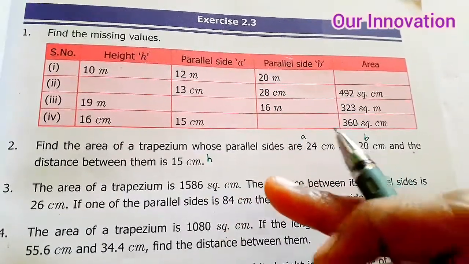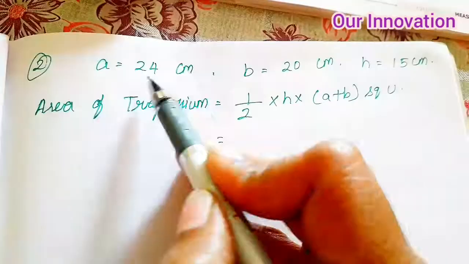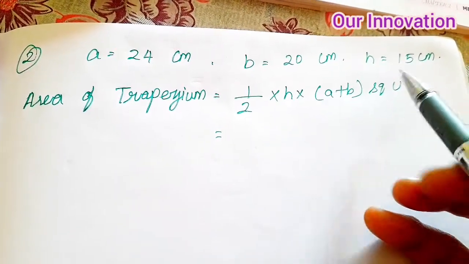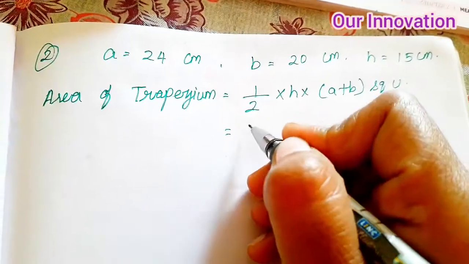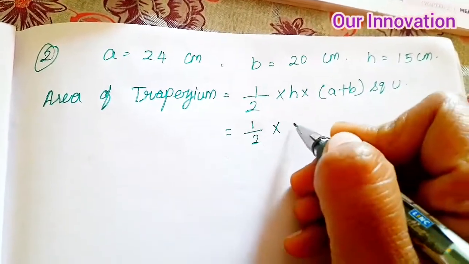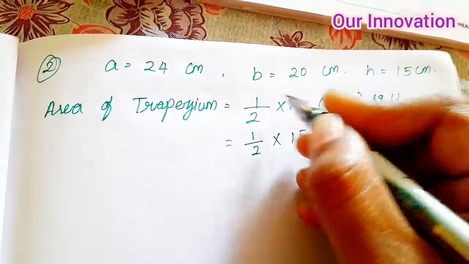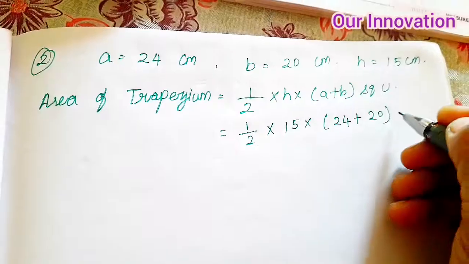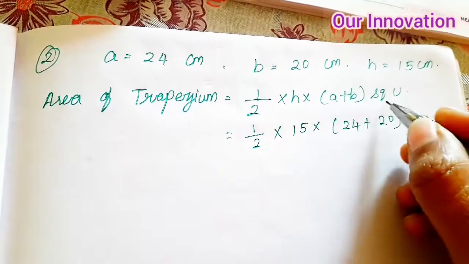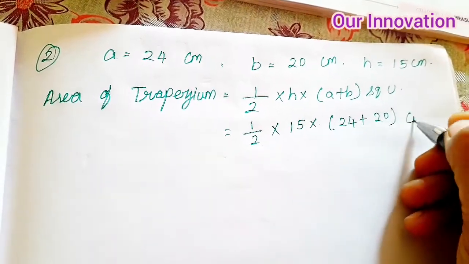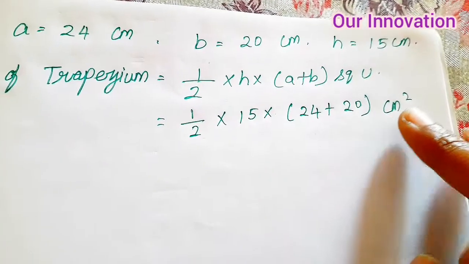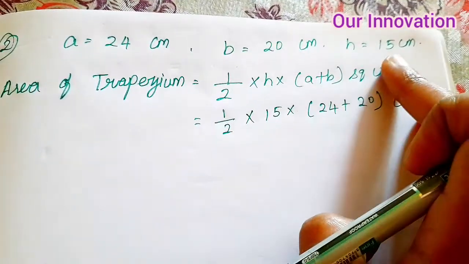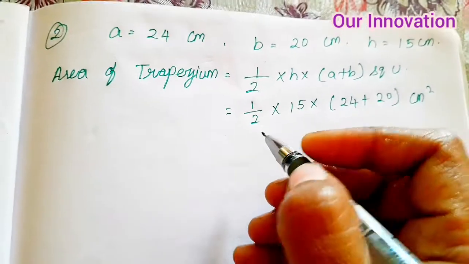Now substitute into the formula and find the area of trapezium. a is equal to 24 cm, b is equal to 20 cm, h is given as 15 cm. Now substitute into the formula: 1 by 2 into h which is 15 into a which is 24 plus b which is 20. Here the unit will be centimeter square. Students, only for area will it be centimeter square; if a, b and h are asked, it will be centimeter.